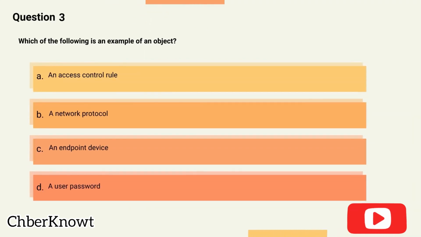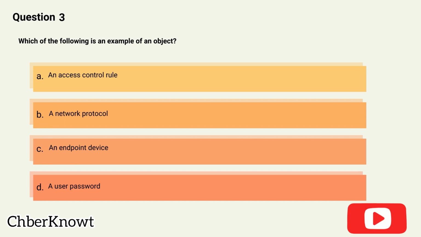Question 3. Which of the following is an example of an object? Option A. An access control rule. Option B. A network protocol. Option C. An endpoint device. Option D. A user password.